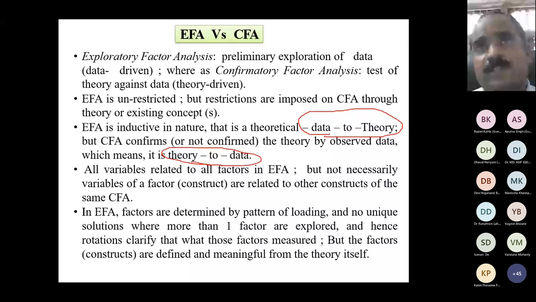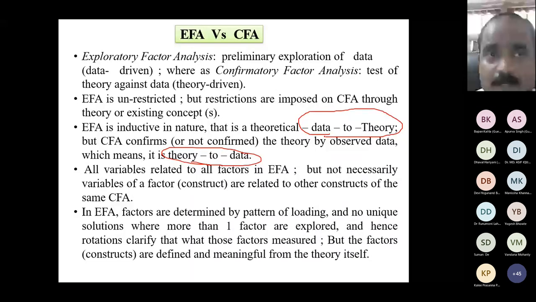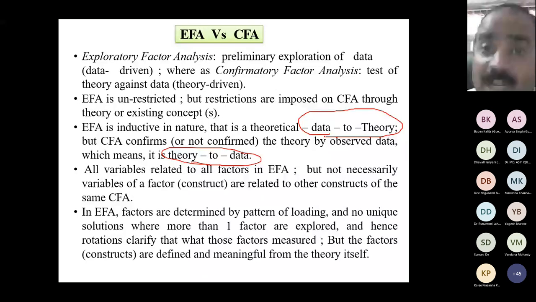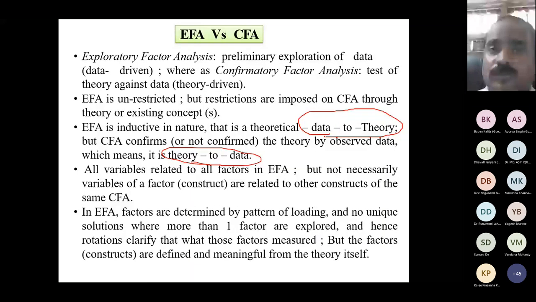Substantial theory must be there. Substantial evidence must be there before specifying a model. The substantial theory and literature review will help you identify the model. It will help you identify the factors and the items. Once you identify the items, you will specify which item will come under which factor. Identification and specification: these two terms you please remember in structural equation modeling and CFA.